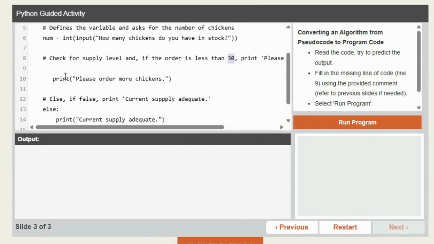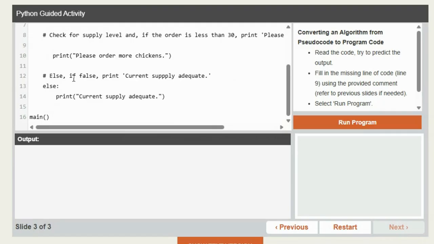So we're missing the if statement there. We don't have that. What do we have down here? Else, if false, print current supply adequate. Oh, they misspelled supply there. They got 3 P's. We'll fix their spelling while we're here. It's a comment, so it wouldn't matter, but we could fix their spelling. All right, so it doesn't have the if statement. So we've got to write the if statement up here.